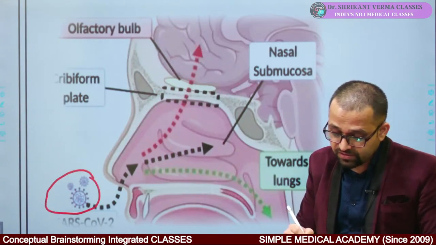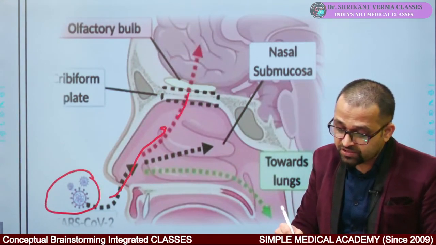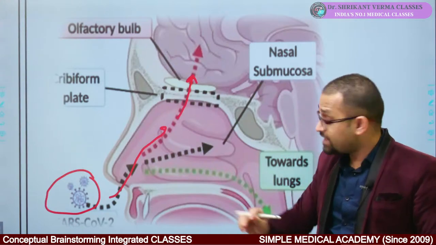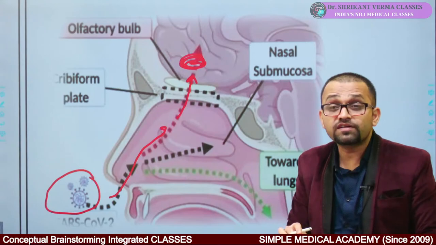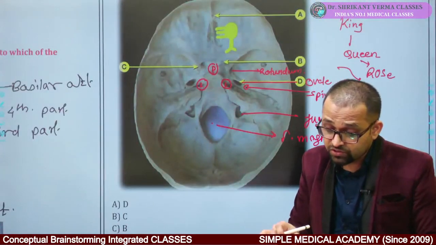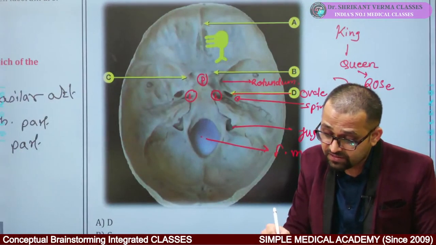SARS virus is coming through the nasal route. It will pierce through the olfactory nerve root. Yes, it will pierce the cribriform plate of the ethmoid, and it will reach our olfactory nerve. Getting the point? So definitely the answer will be this A.